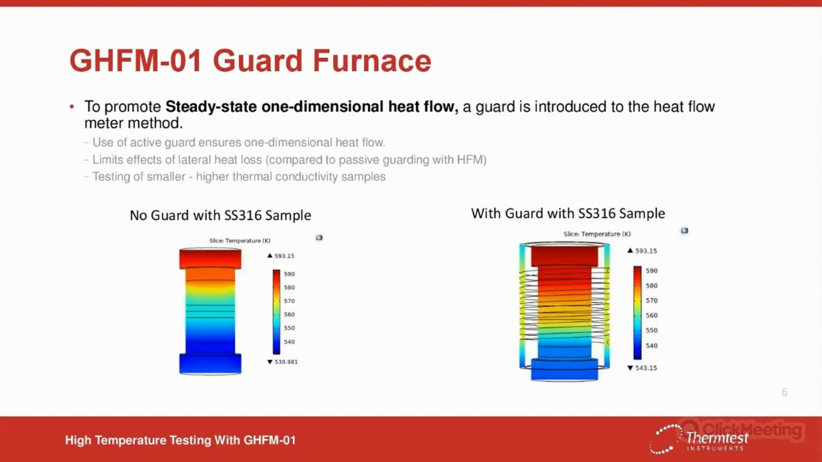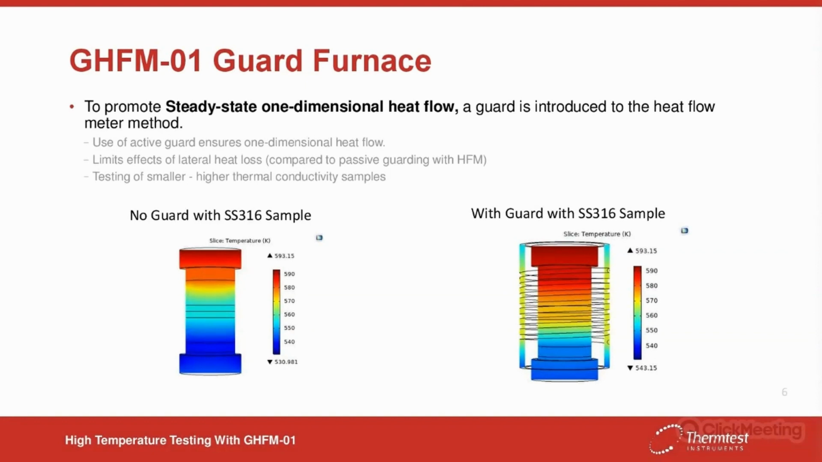The guard furnace, what's the purpose? It's to promote steady state one-dimensional heat flow. A guard is introduced to the heat flow meter to really isolate and limit the lateral heat loss caused by your material that's introduced between the two plates. It's an active guard, so it's actually heated to the mean temperature. So as your mean temperature increases, your guard would additionally change to compensate and be at that mean temperature.